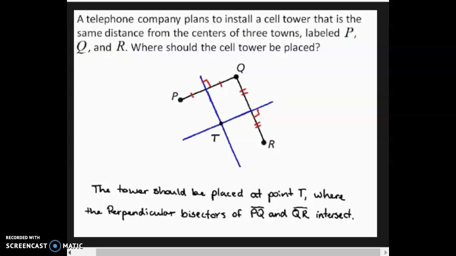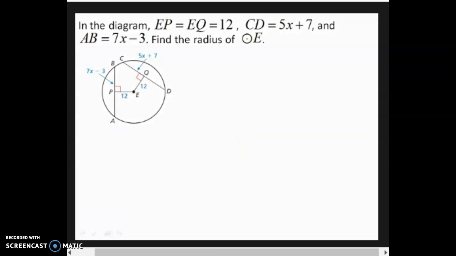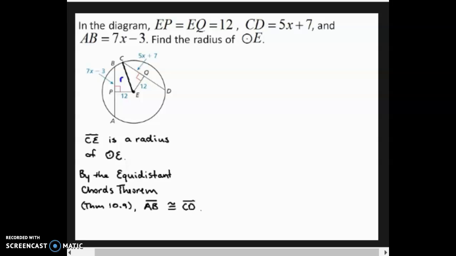In the diagram, EP equals EQ equals 12, CD equals 5x plus 7, and AB equals 7x minus 3. Find the radius of circle E. So line segment CE is a radius of circle E. Let R represent the length of line segment CE. Then by the equidistant chords theorem, line segment AB is congruent to line segment CD, because both line segments EQ and EP are perpendicular to the chords and have the same length.